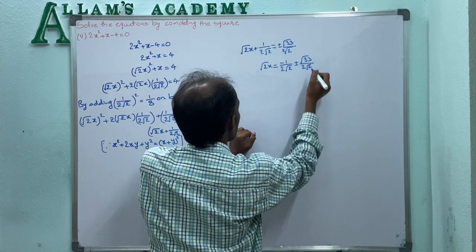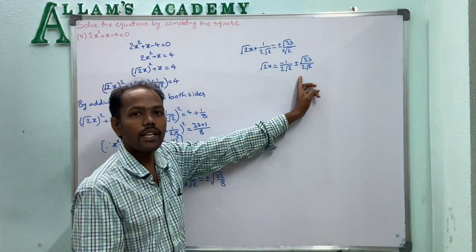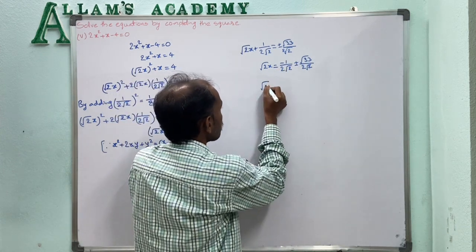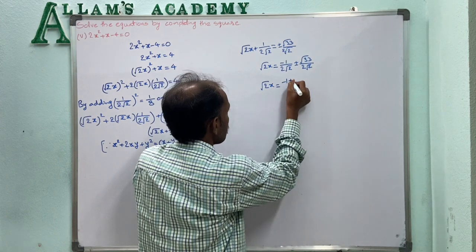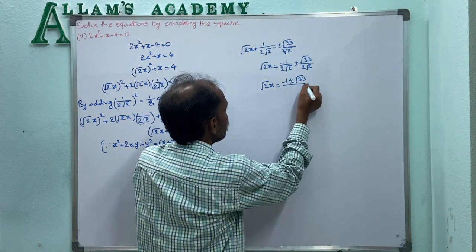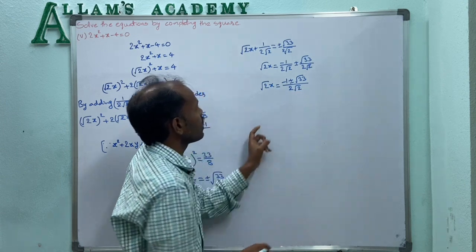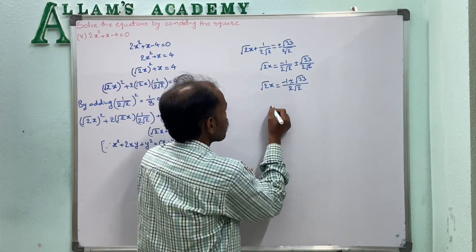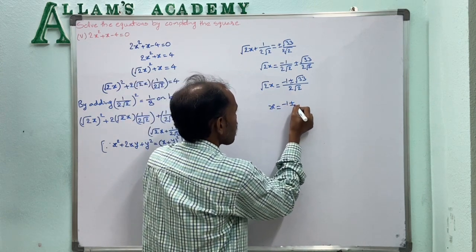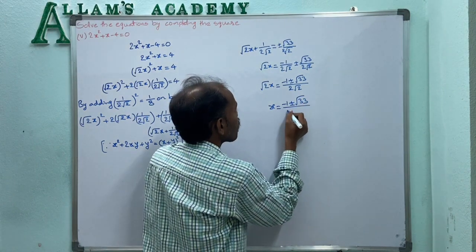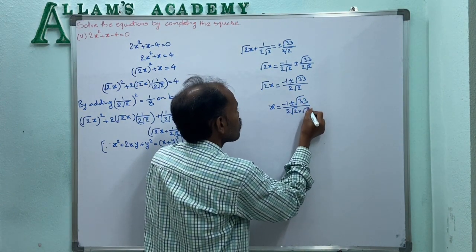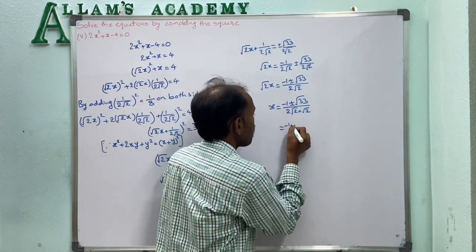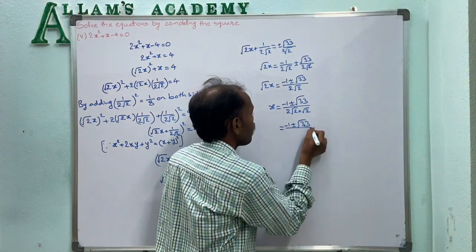Now here both fractions have 2 root 2 as the common denominator. So these two fractions are like fractions. So directly add or subtract the numerators. So root 2x equal to minus 1 plus or minus root 33 by 2 root 2. Now here root 2x is multiplication, so transferring to this side, that is division. So x equal to minus 1 plus or minus root 33 by 2 root 2 into root 2. So root 2 into root 2 is nothing but 2. 2 into 2 is 4. So minus 1 plus or minus root 33 by 4.